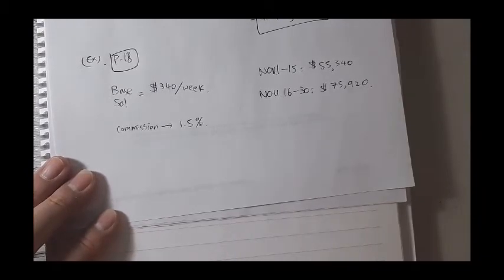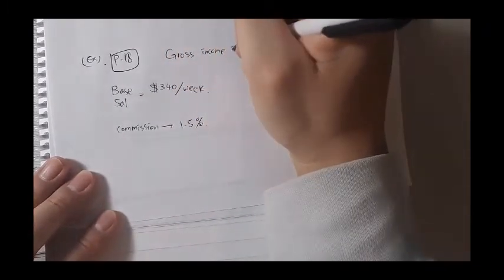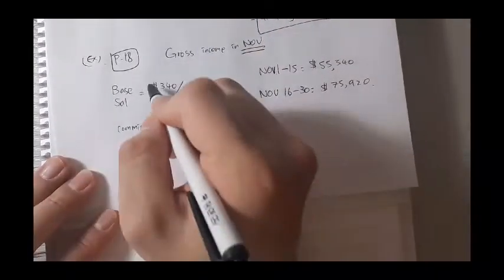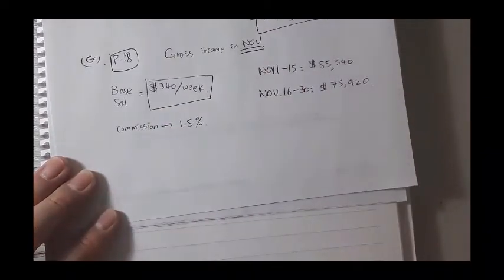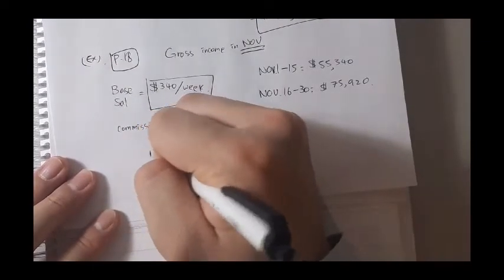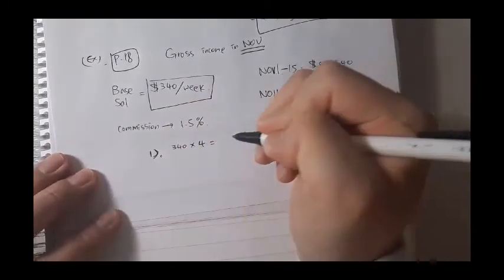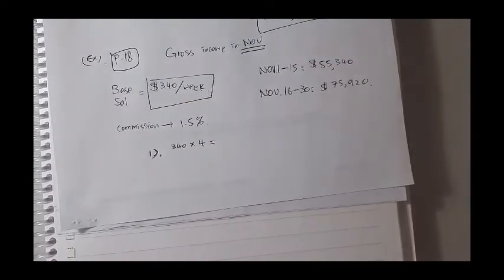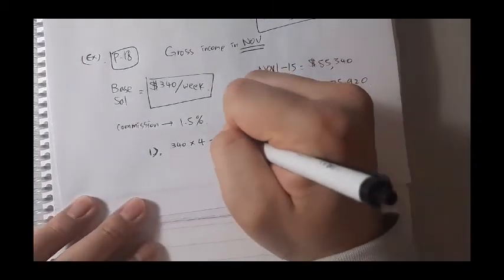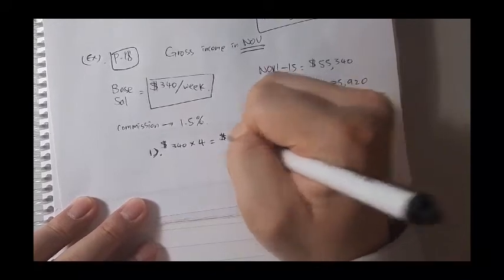First thing first, let's talk about how much. Oh, and by the way, the question asks you about gross income in November as a month. Let's talk about the easy part first. $340 per week. That means as a basic salary, you're going to do 340 multiplied by 4 because you have 4 weeks in 1 month. And that itself is about $1,360.